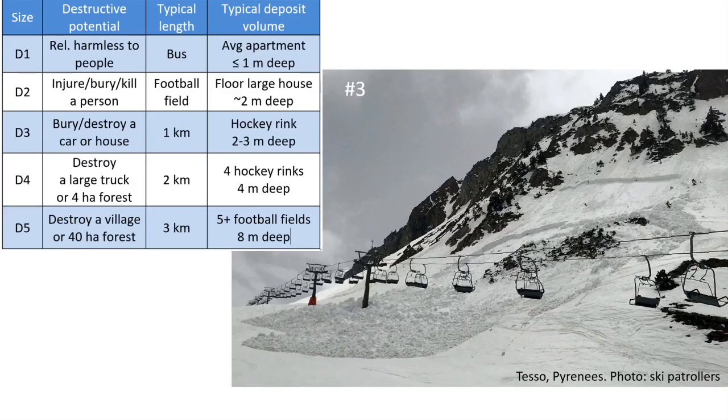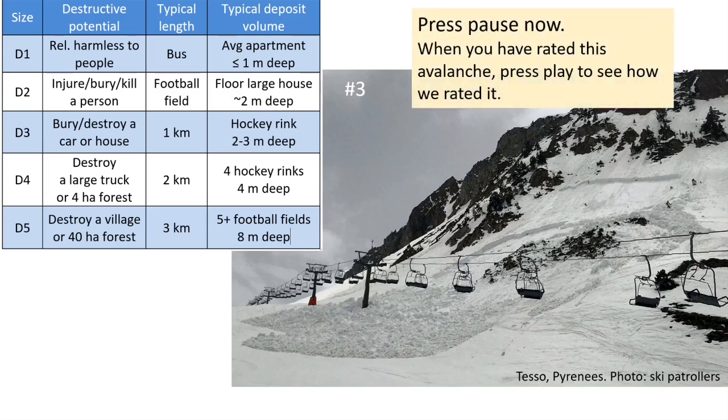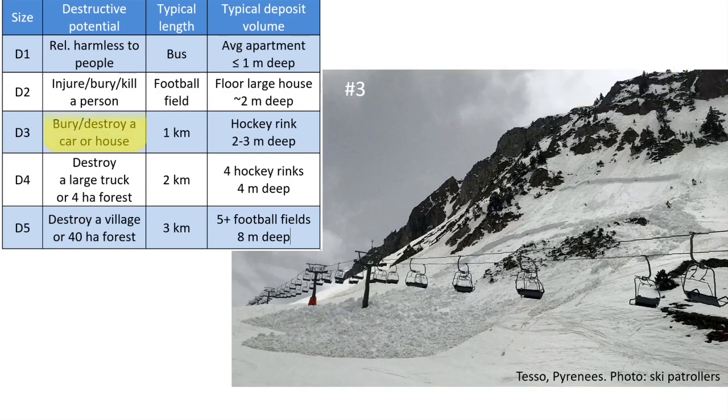This is an avalanche at a ski area in the Pyrenees. The slab avalanche stepped down to a deeper failure layer. Press pause now. This avalanche could definitely kill a person. I am doubtful that it could destroy a car, but it could damage one, so I'll show the uncertainty like this. Its length is many bus lengths long and close to the length of a football field.